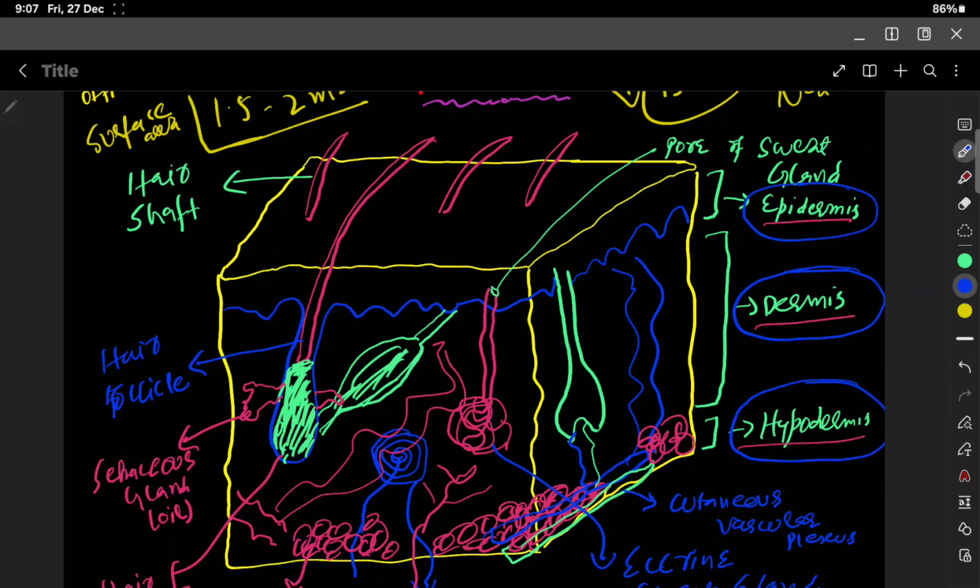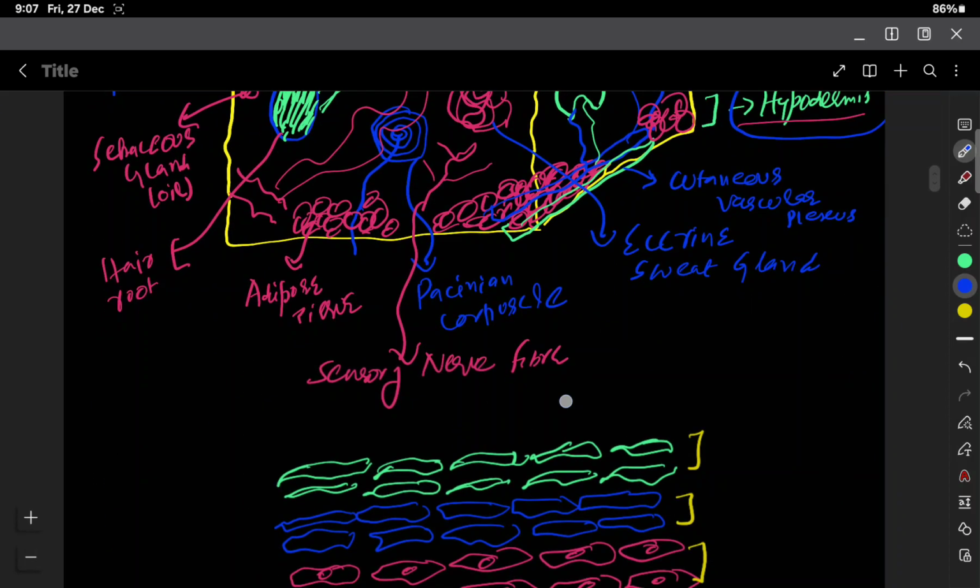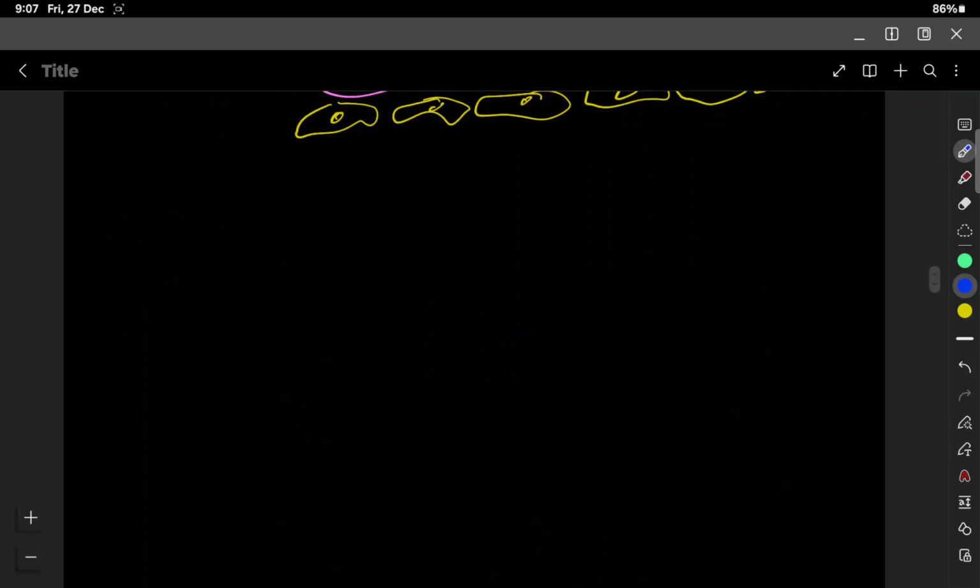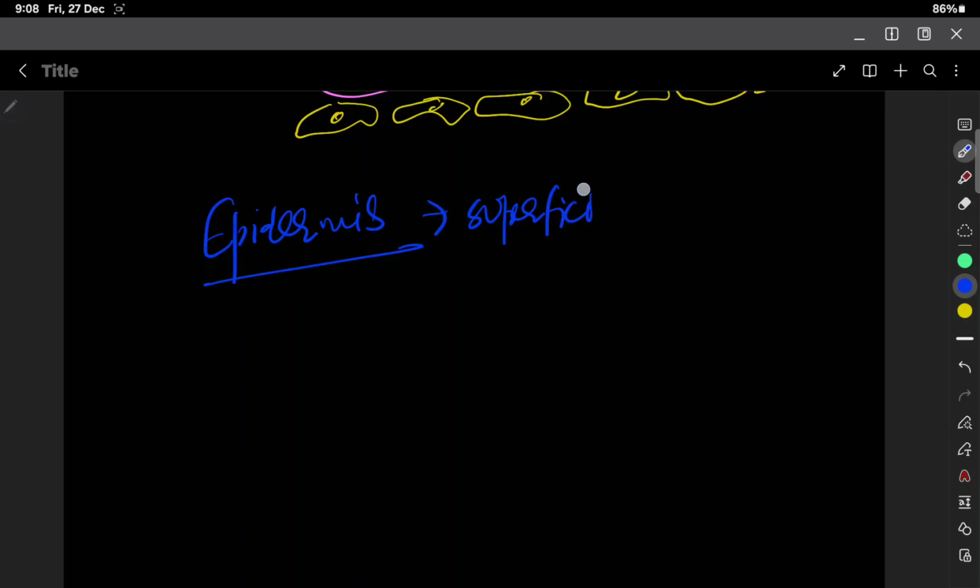We will start with the first one, which is the epidermis. The epidermis is also called the superficial, or visible, layer. This epidermis is superficial and it is a visible layer. We can see this layer from the outside.